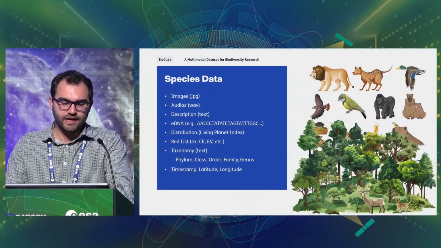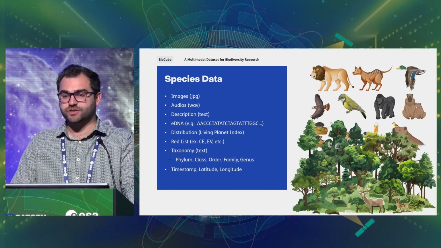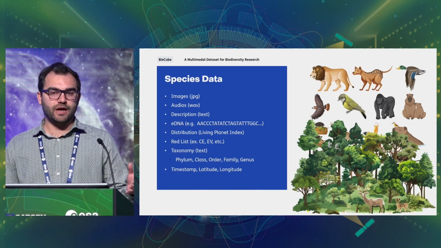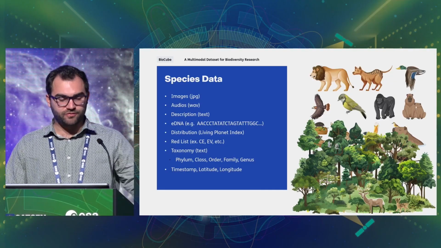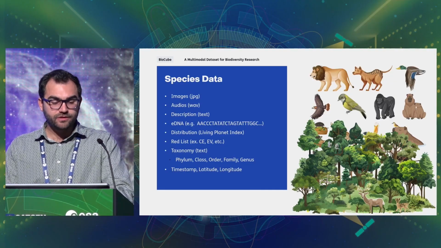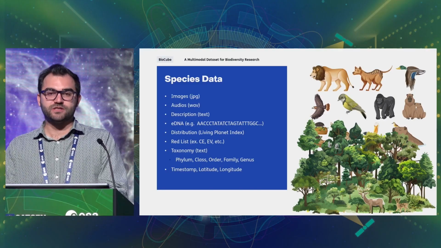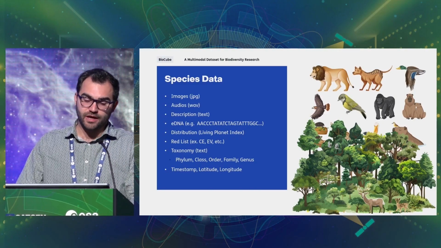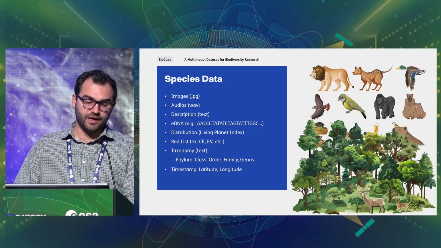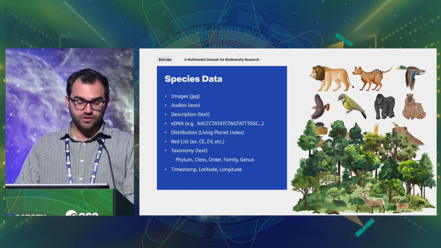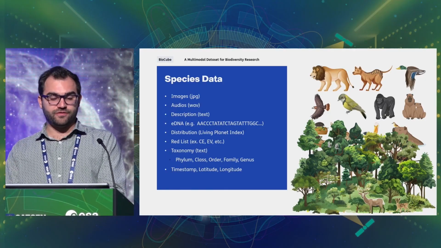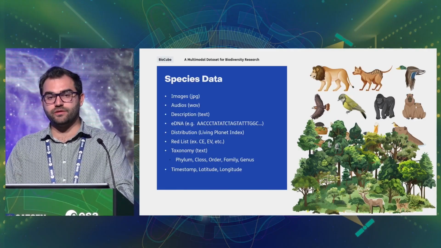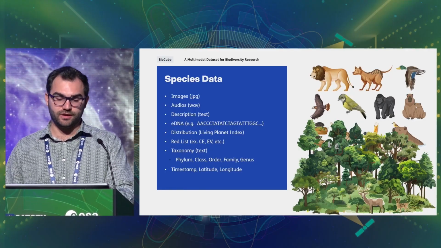So for species data, what we have done, we have images of species, audio of these species, descriptions. This is a lion, for example, from this taxonomy, from this family, their eDNA, their distribution, some elements that show if this species is under extinction or so, their taxonomy, the phylum, the class, the order, the family, the genus, timestamps, latitude and longitude where the species observation is recorded.